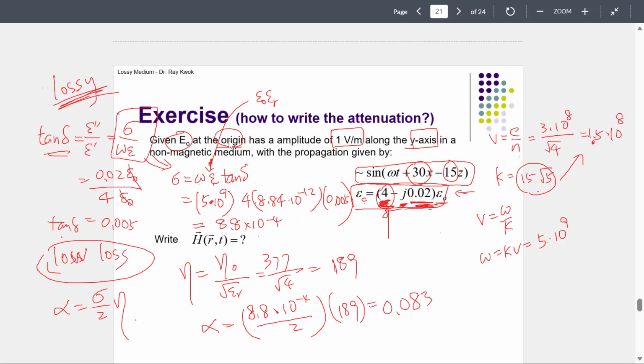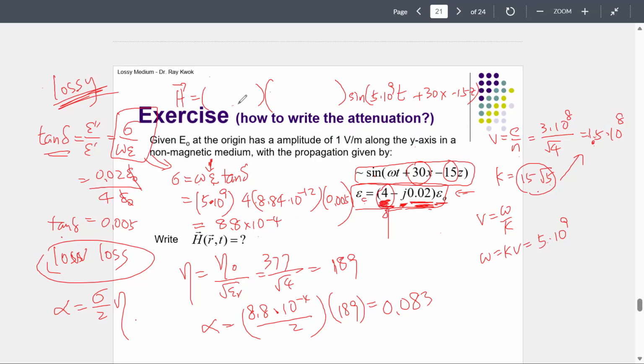How do I do that? Well, just use what we learned last time. Okay, so let's do that. I want to write H. It has direction, amplitude, and then I copy the wave part, which is sine omega t, which is 5 times 10 to the 9 t, plus 30x minus 15z, right?